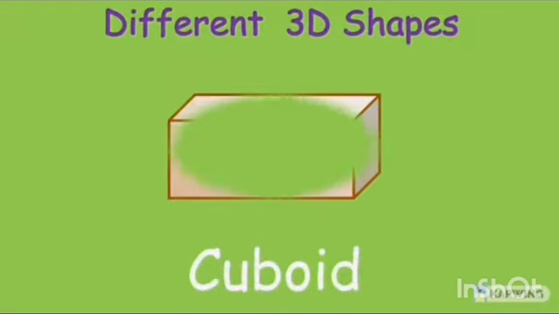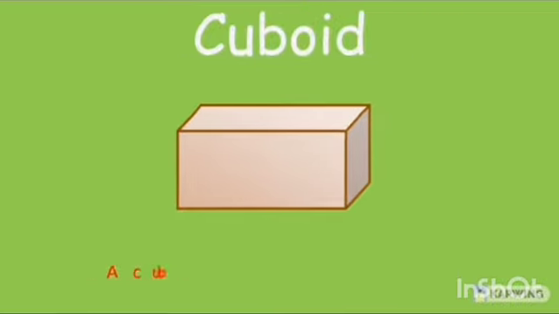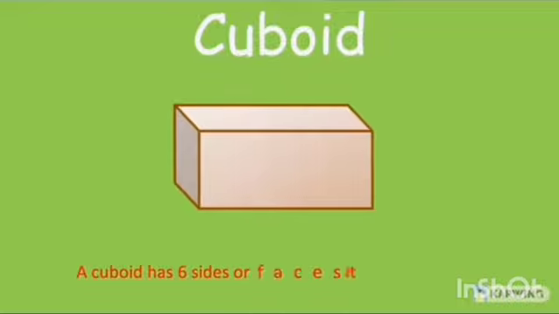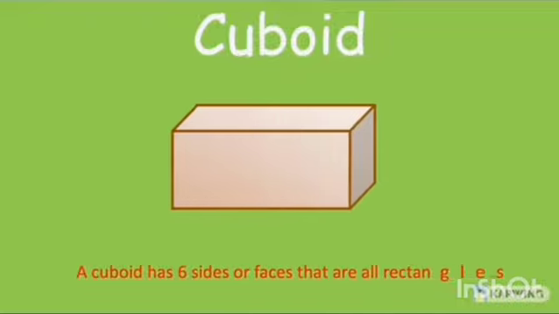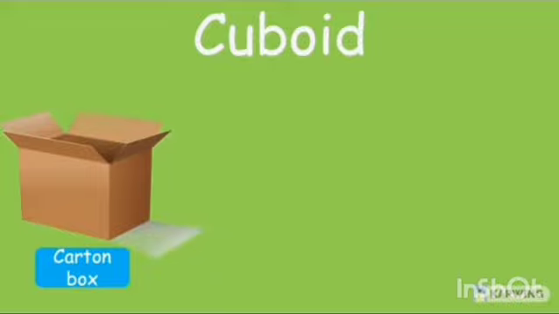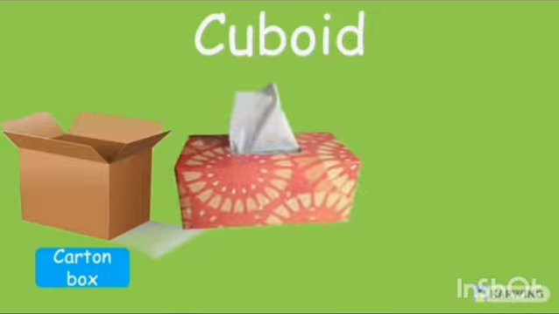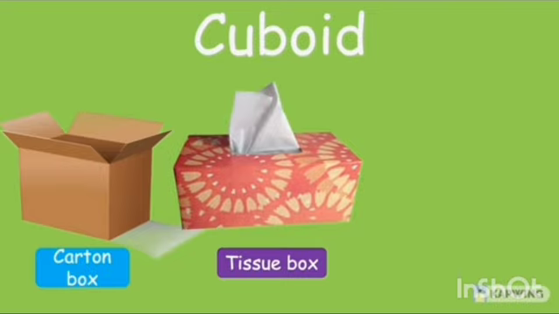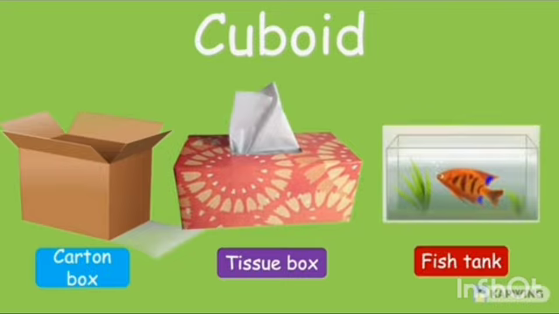And lastly we have a cuboid shape. A cuboid has 6 sides or faces that are all rectangles. Here we have a carton box with 6 sides or faces. They are all rectangles. We also have a tissue box in the shape of a cuboid, and a fish tank is also a good example for a cuboid.